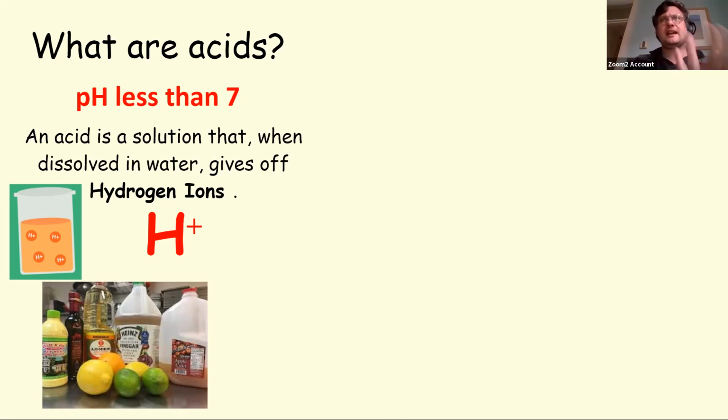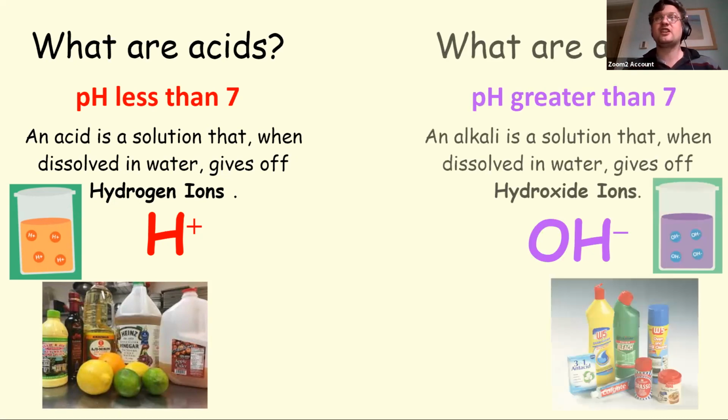So if being an acid is about having hydrogen ions, what is it that being an alkali is about? And that is hydroxide ion. So this is an ion which contains one oxygen and one hydrogen, and it has a negative charge. It's gained one electron, so it's now got a negative charge. So these hydroxide ions are what makes something an alkali.